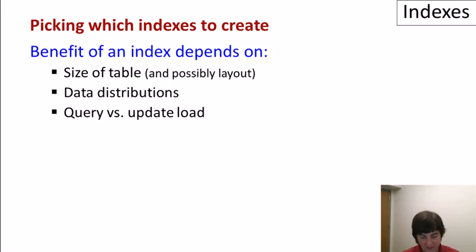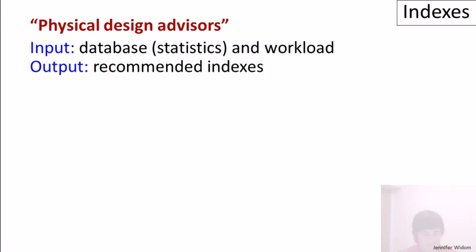The benefit of an index depends, first of all, on how big the table is, since the index helps us find specific portions of the table quickly. It depends on the data distributions, again, because the index helps us find specific data values quickly. And finally, how often we're going to query the database versus how often we're going to update it. As I mentioned, every time the database is updated, indexes need to be maintained, and that's costly. Every time we query, the indexes may help us answer our queries more quickly.